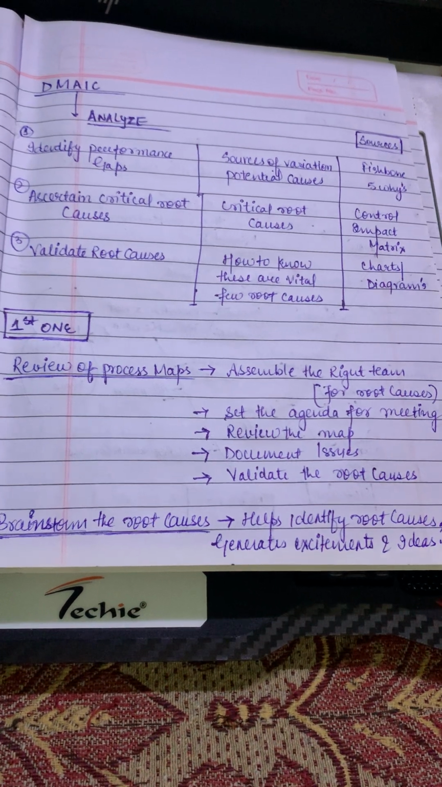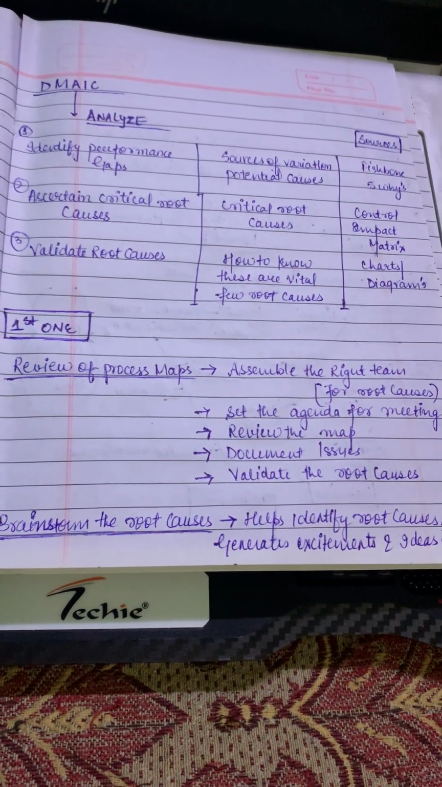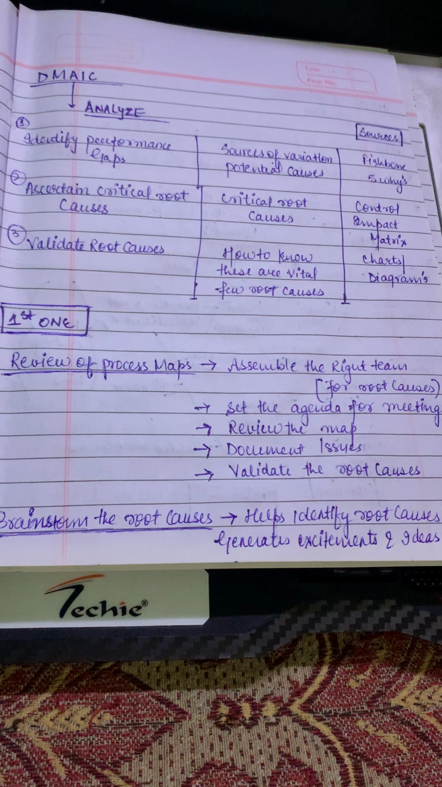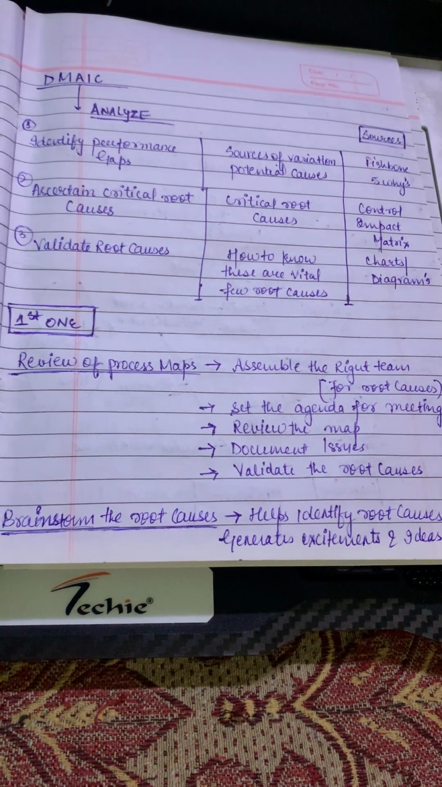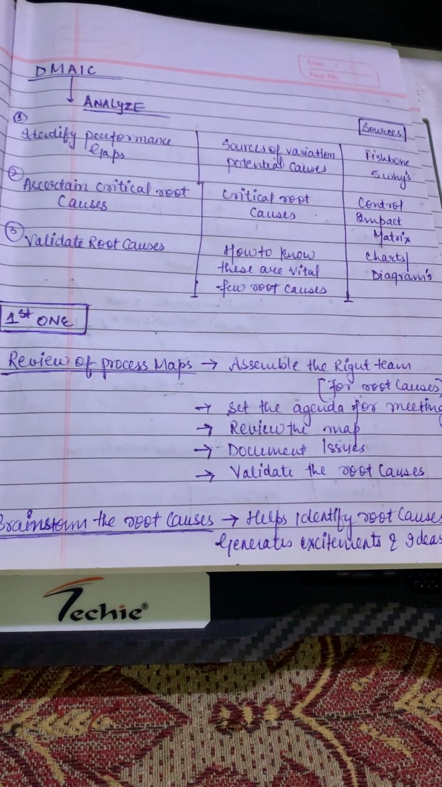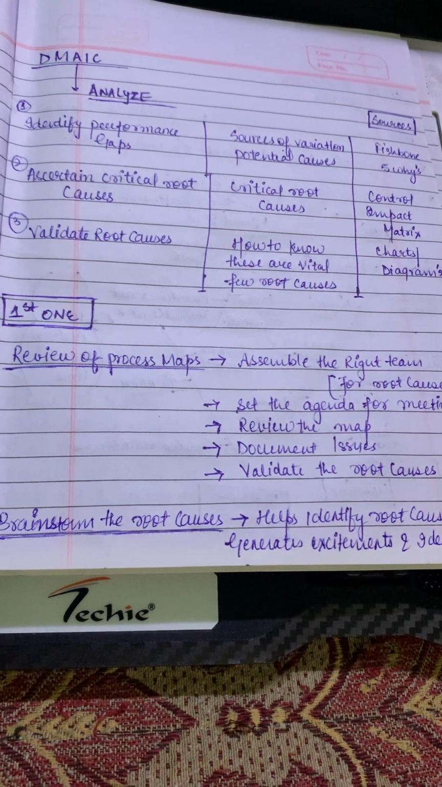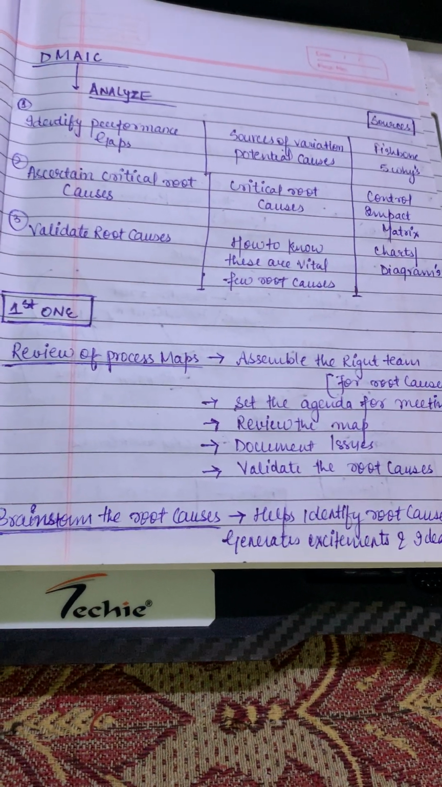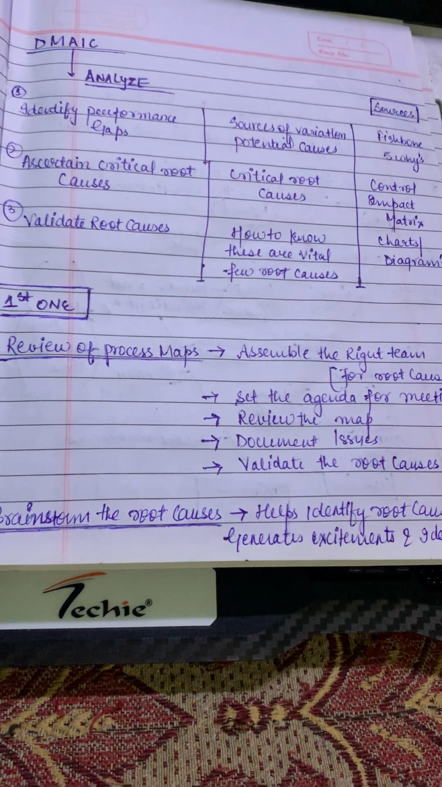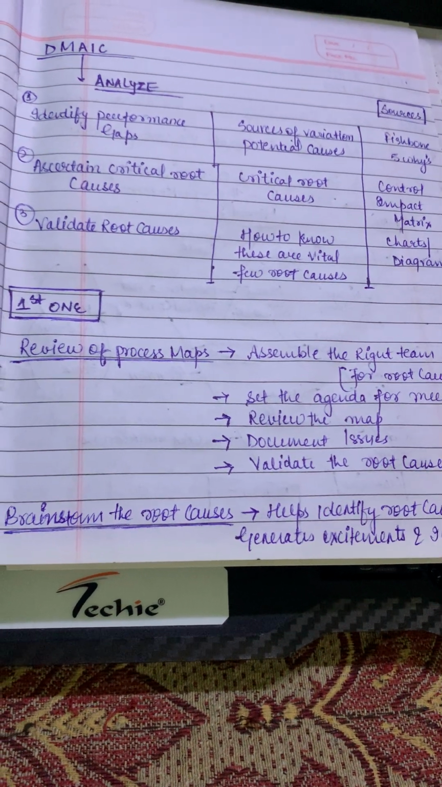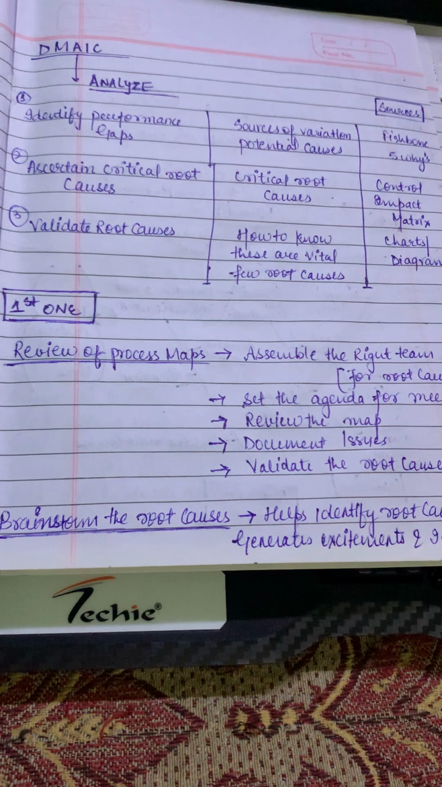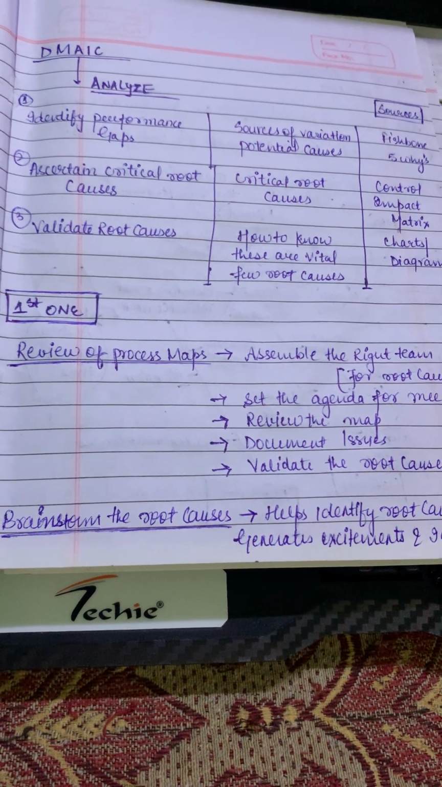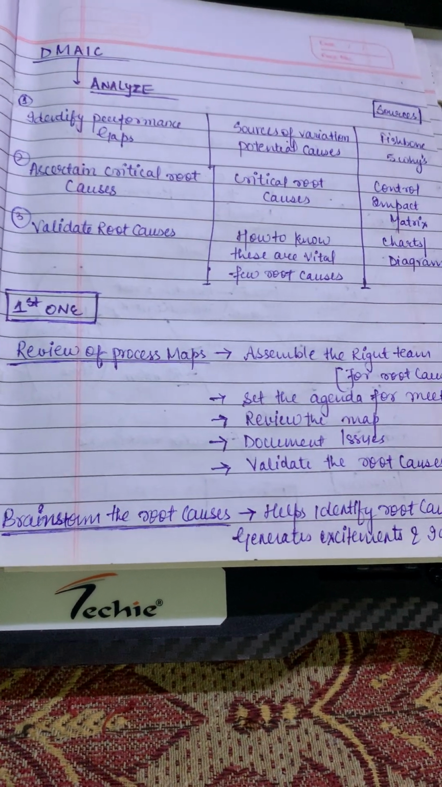Hi everyone, so we'll be starting the Analyze phase under the DMAIC approach. At the very start of the page, we have already discussed the Define phase and the Measure phase, and the third one is Analyze. So this is the table it includes. Basically, it involves identifying performance gaps, ascertaining critical root causes, and validating the root causes.